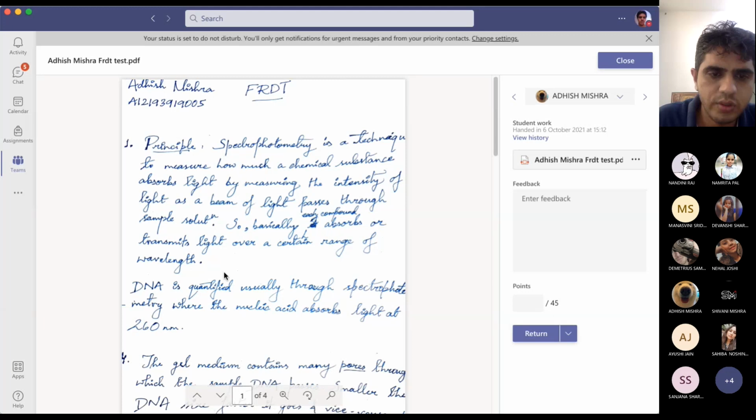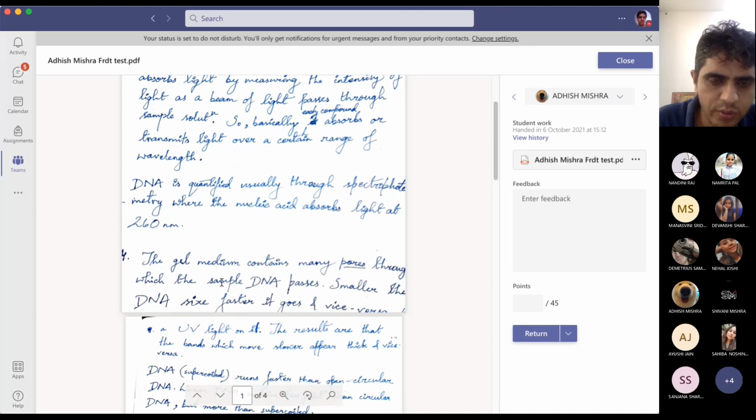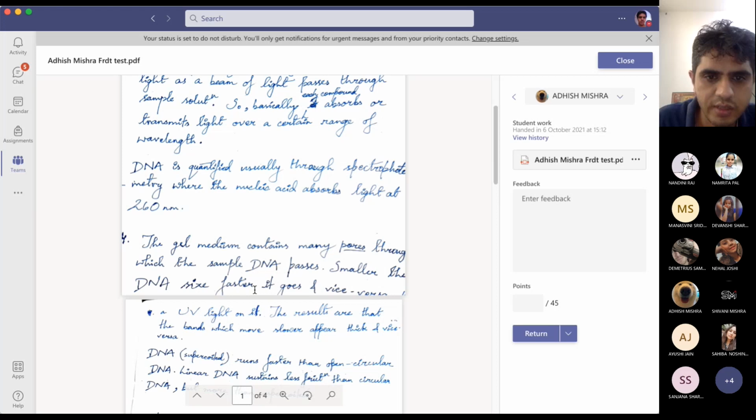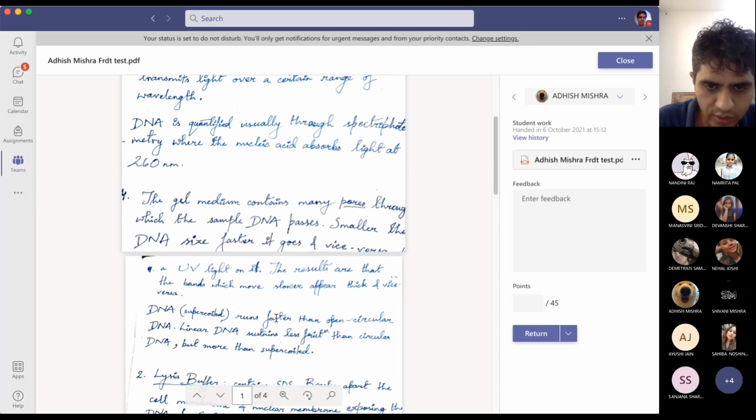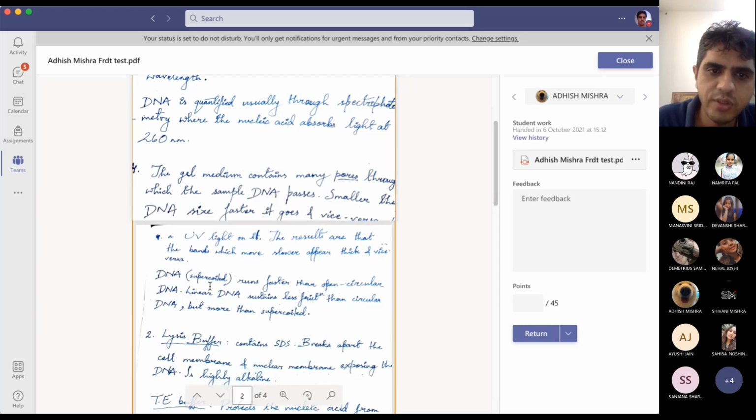Okay, so question number 4 you attempted. Question number 4 was: explain different forms of the same size of DNA. Why do different forms of same size DNA run differently on agarose electrophoresis? The gel medium contains many pores through which sample DNA runs, the smaller the DNA size, the further it runs under UV light. Supercoiled runs faster than circular. In this also you didn't write why they run differently. I already mentioned different forms are there, supercoiled, linear, but why are they running differently? Here also you didn't answer. This is 0 for you.